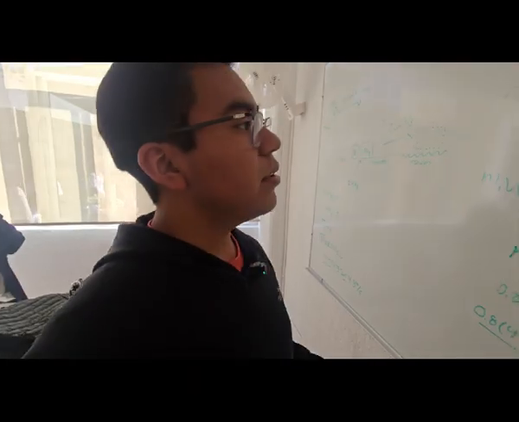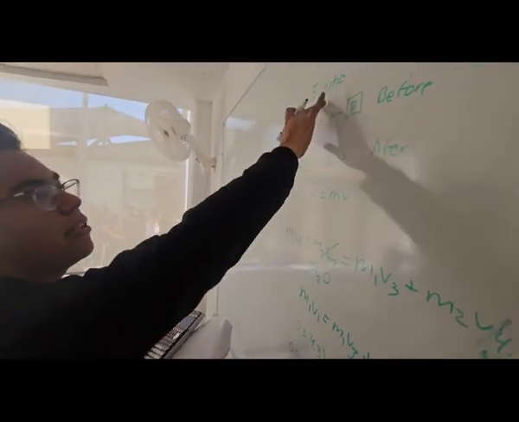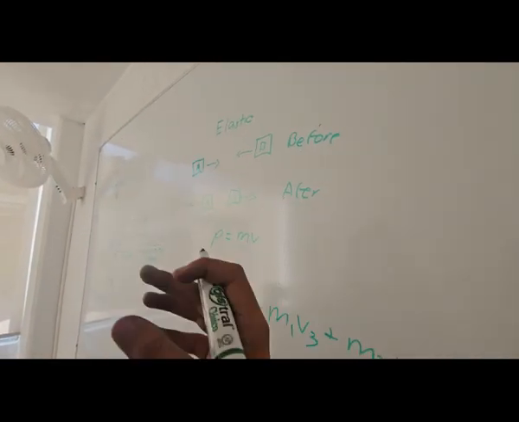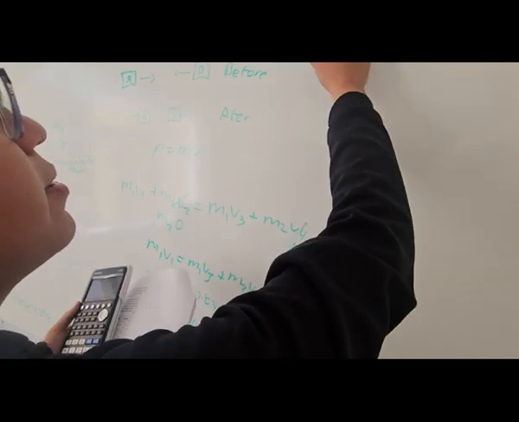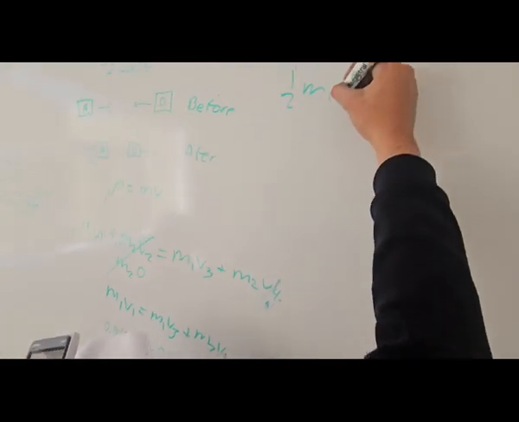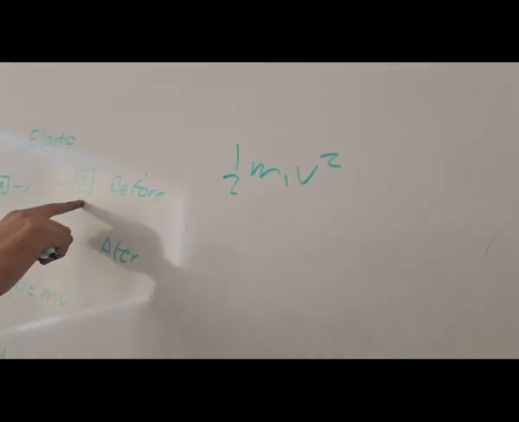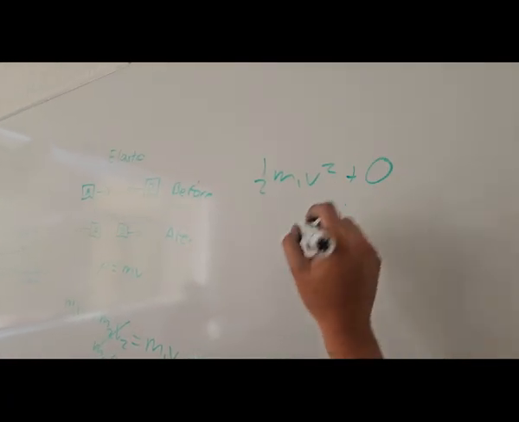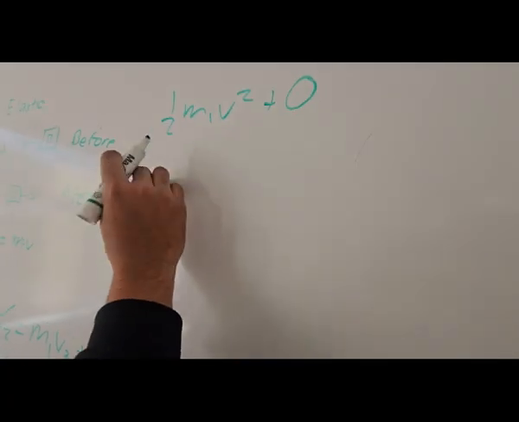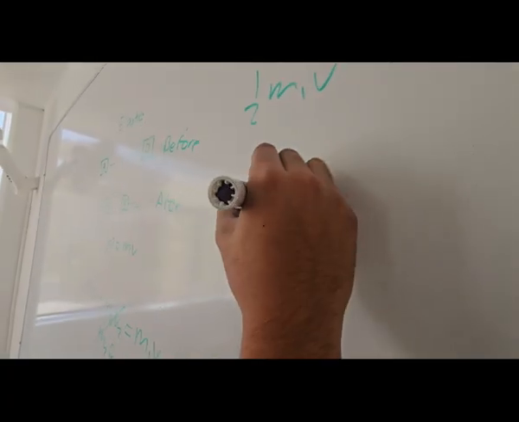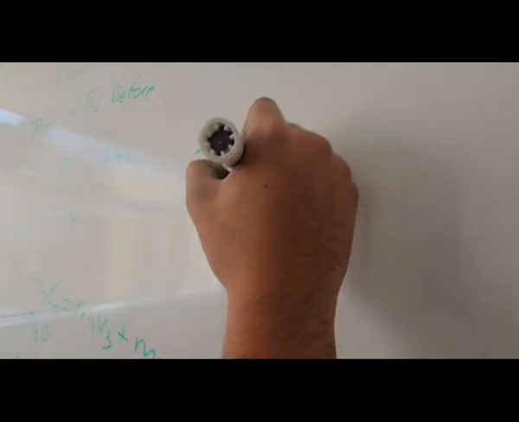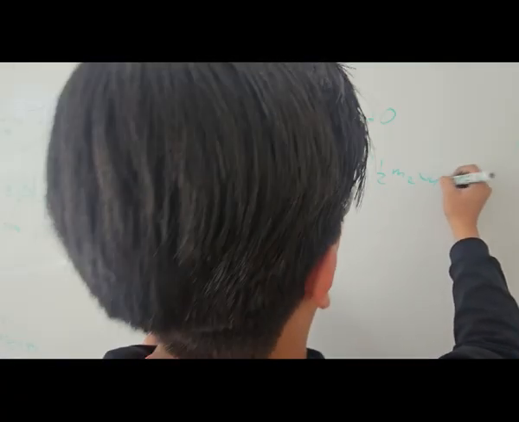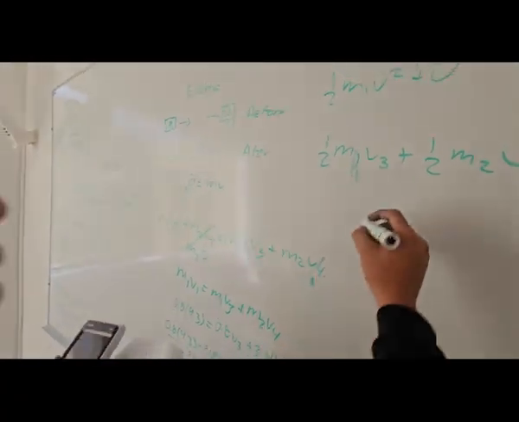Okay, so after this, we got another piece of data for an elastic collision, which is that the energy from the beginning will be the same as at the end. So the before is 1/2 of m1 v1 squared, and of course we know that object 2, which is in the box, has velocity 0, so this will be plus 0. And we have the after: 1/2 of m1 v3 squared plus 1/2 of m2 v4 squared.